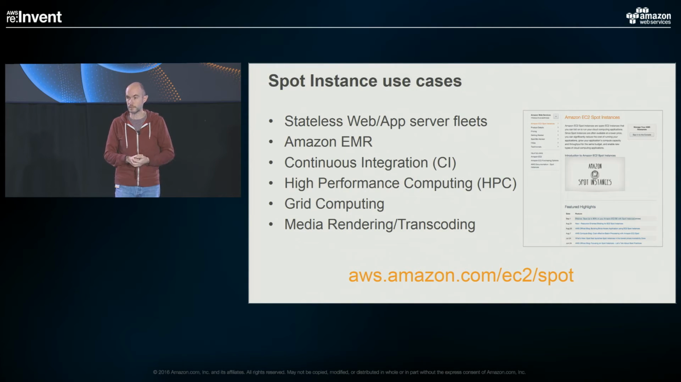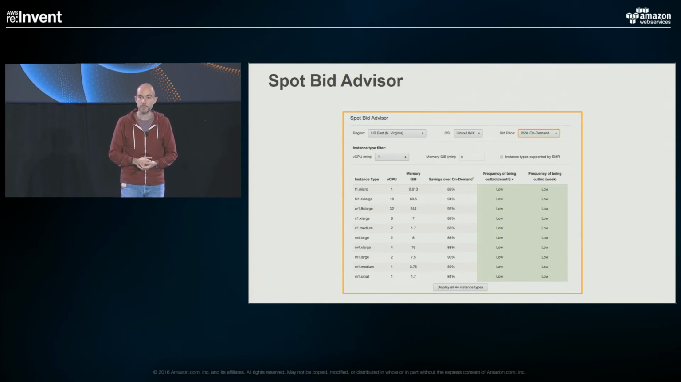You can use it for continuous integration. I have a customer who is putting their whole continuous integration pipeline on Spot, saving a lot of money there. You can use it for high-performance computing using the new AWS Batch service. And grid computing, same here. So feel free to check out the Spot website. Lots of good things there, including a Spot bid advisor.